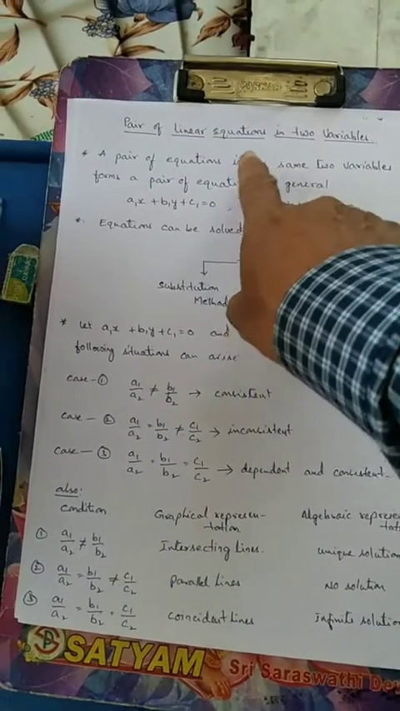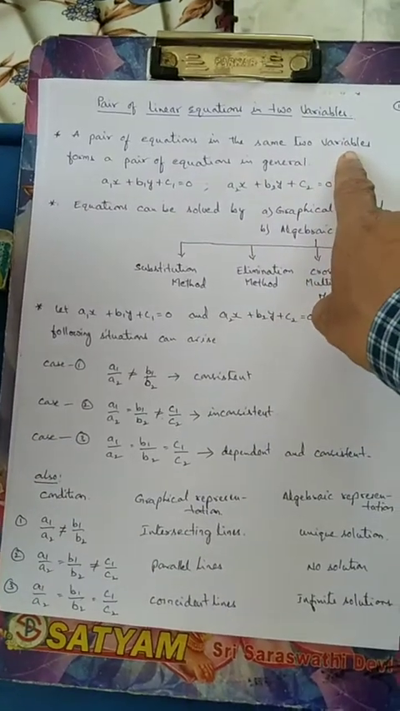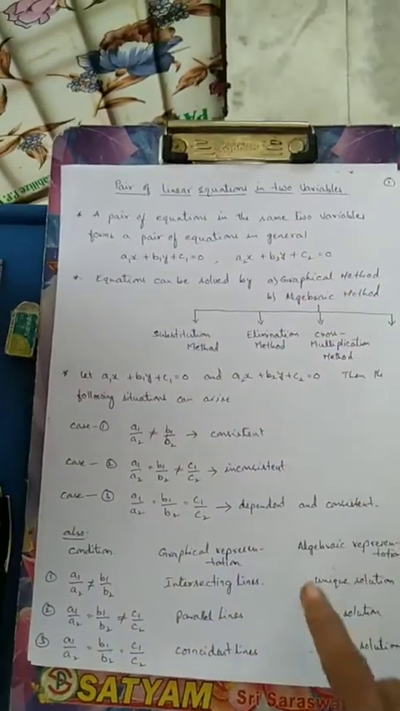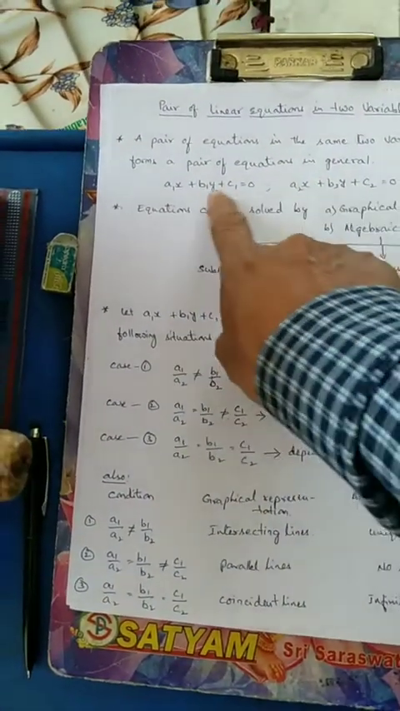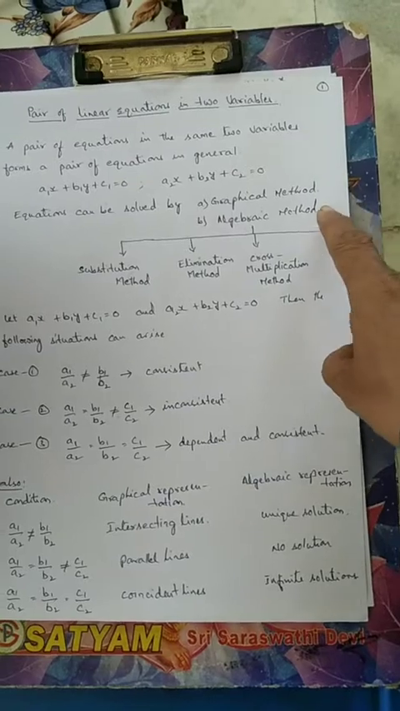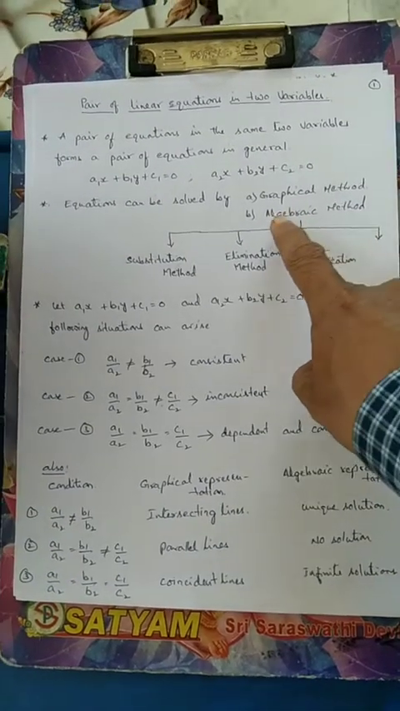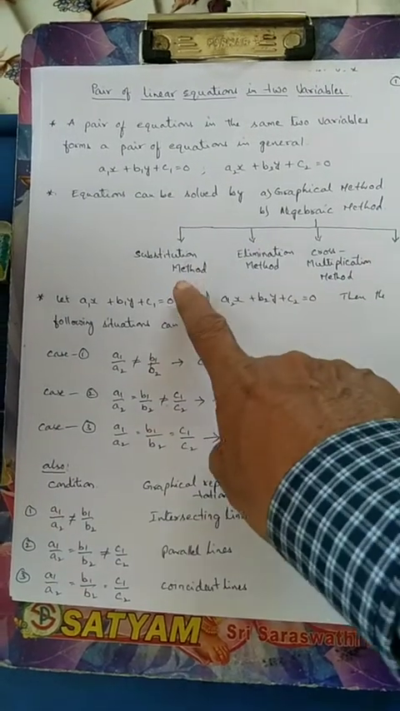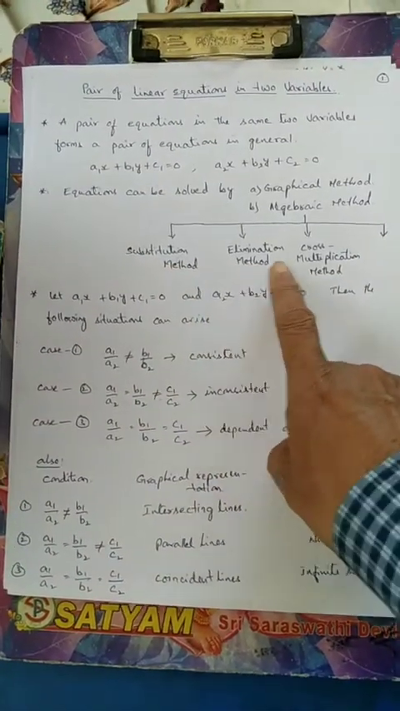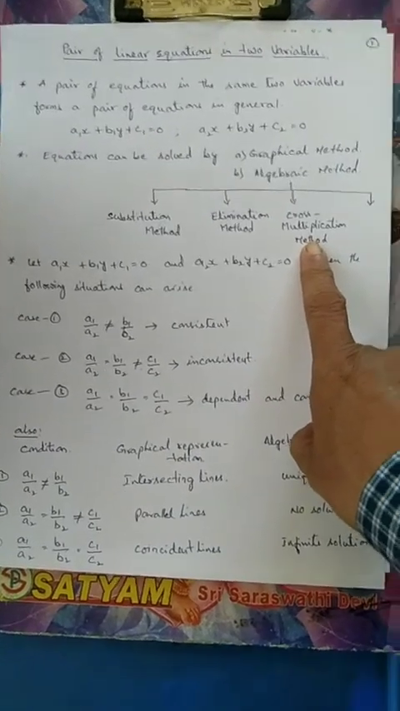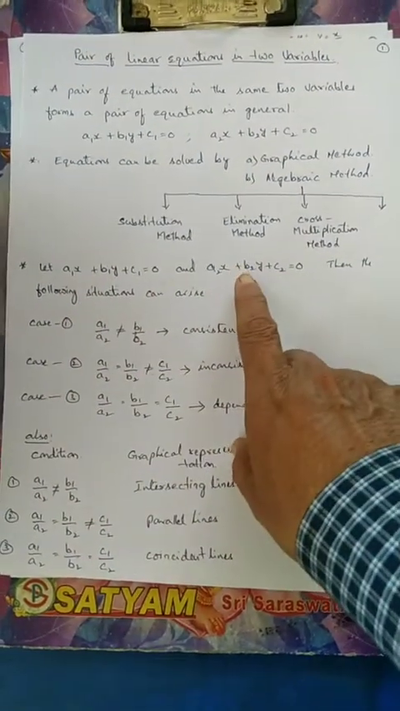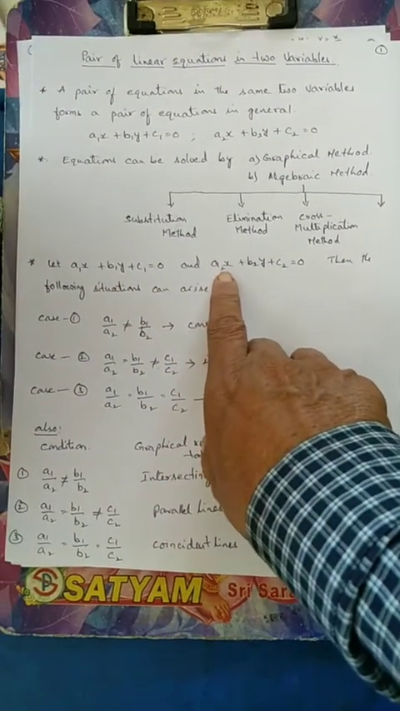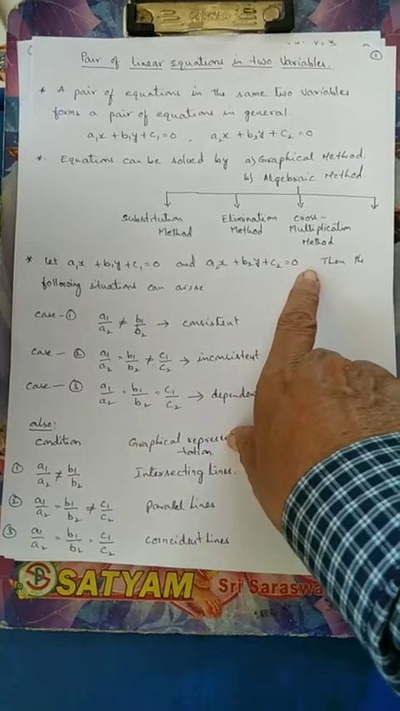Again I am telling, a pair of equations in the same two variables. This is a linear equation. Why? Because the degree of these two equations is 1. We can solve these two equations by graphical method or by algebraic method. In the case of algebraic method, we can solve by three methods: substitution method, elimination method, and cross multiplication method. So let us take two equations here: a1x plus b1y plus c1 is equal to 0 and a2x plus b2y plus c2 is equal to 0.